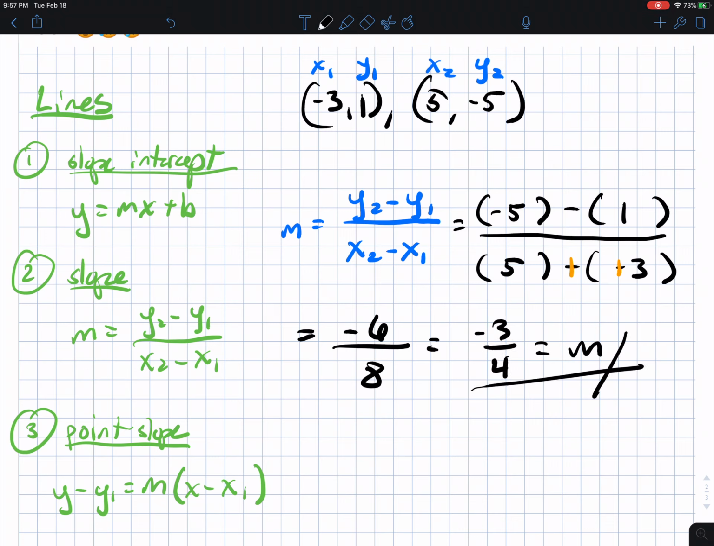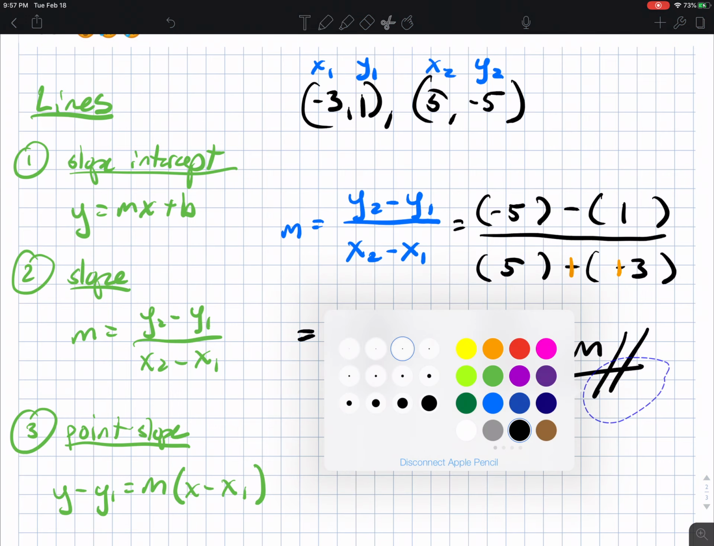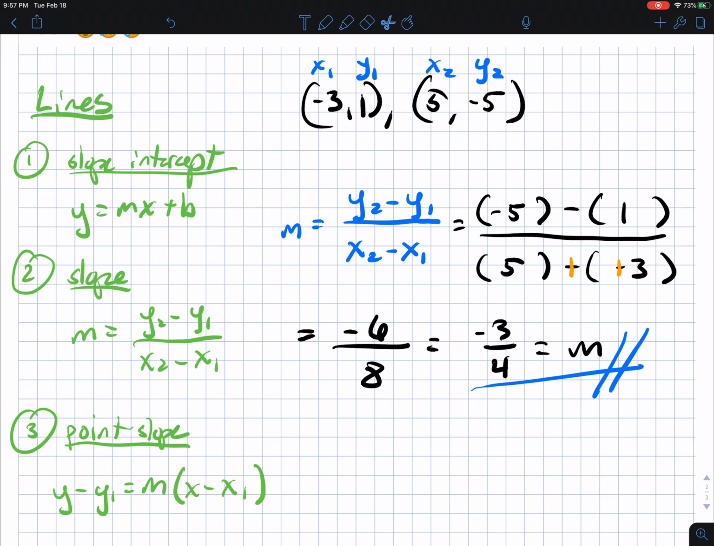So we have our slope. Now that we have a slope, we can choose to use either equation 1 or equation 3. I challenge you, whichever equation I decide to use, try using the other equation. You should still be able to get to the same answer.